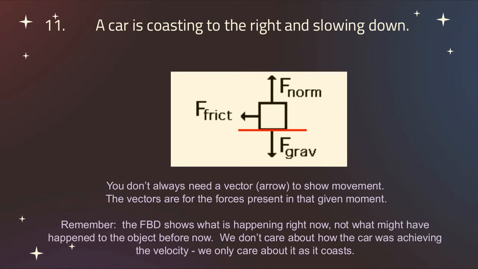Coasting means that you're no longer applying gas and there's no foot on the throttle. Therefore, you are no longer applying a force to keep the car moving. The car is moving from a previous force. The only thing that is causing this car to slow down is force friction. Now, the car is going to the right, and friction is in the opposite direction of motion. So the force friction is on the left-hand side.